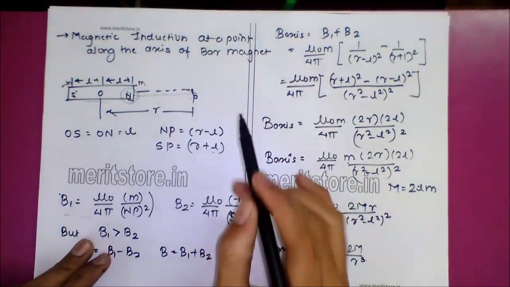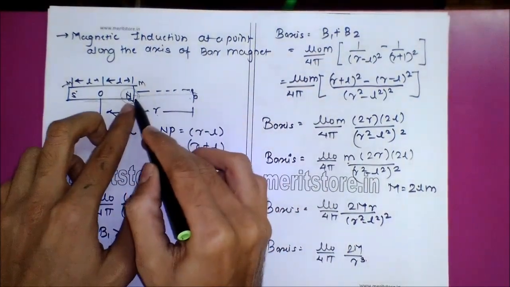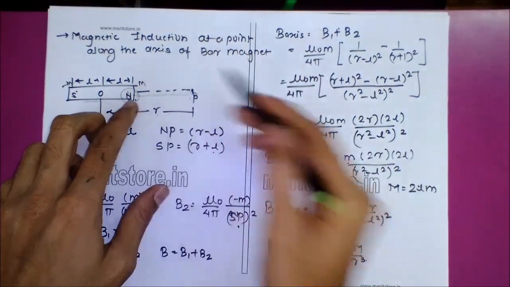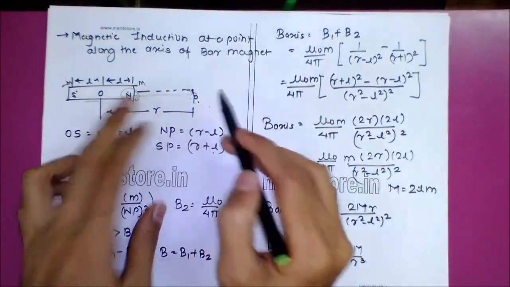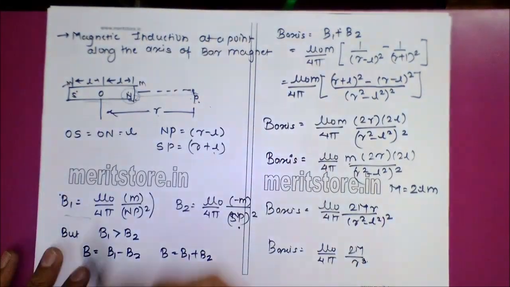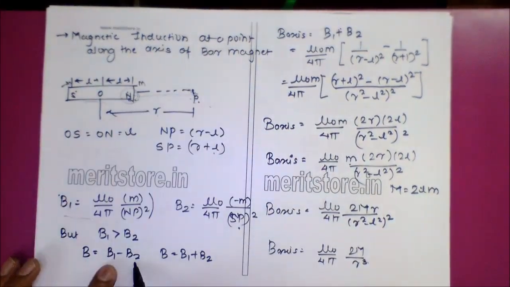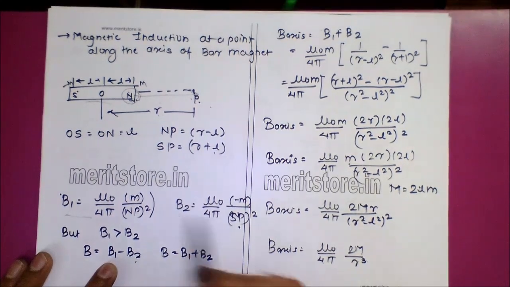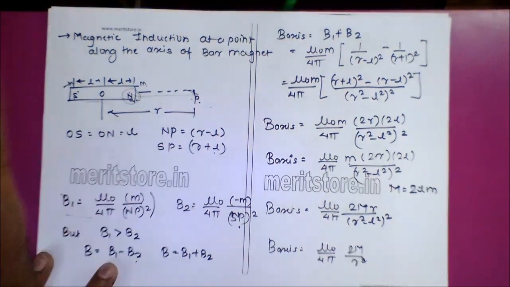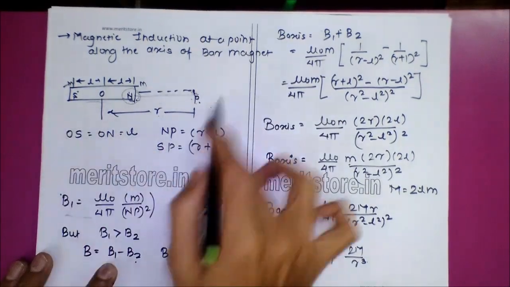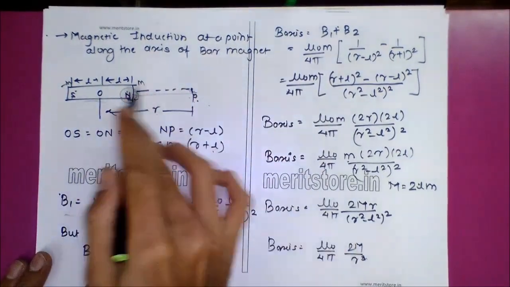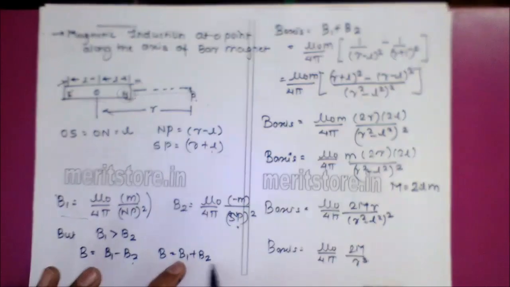The magnetic effect of the north pole will be greater than that of the south pole, so the total magnetic induction would be B1 minus B2, because B1 is greater. But since the magnetic field of the south pole is along the axis, we can calculate the entire magnetic field to be the addition of both the magnetic fields, that is B1 plus B2.